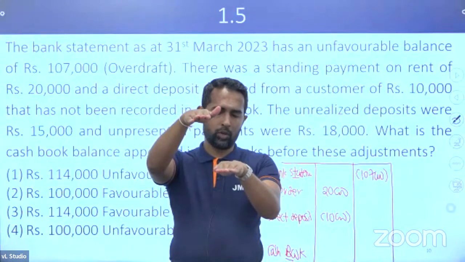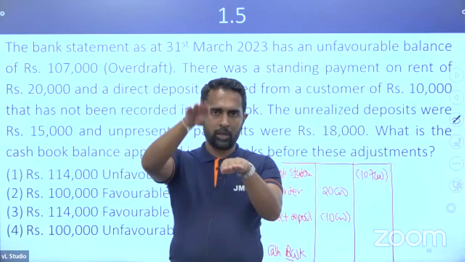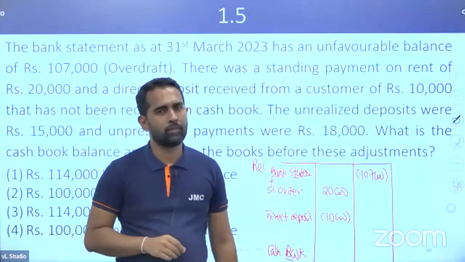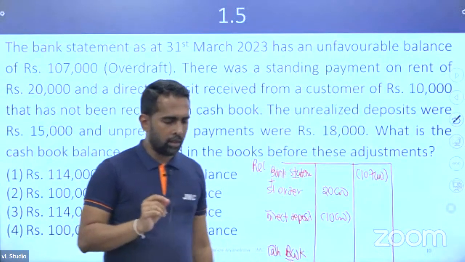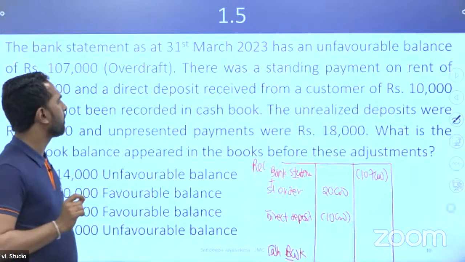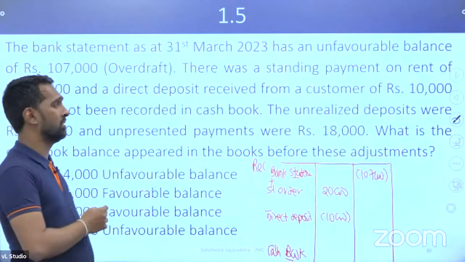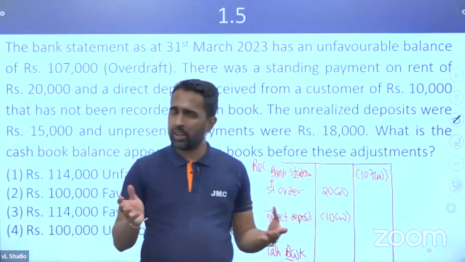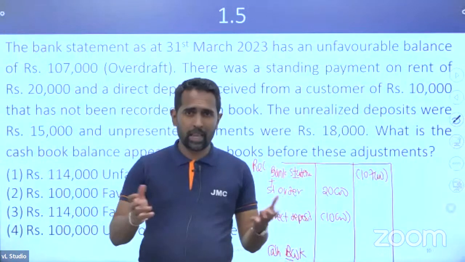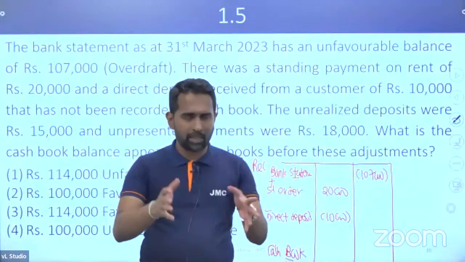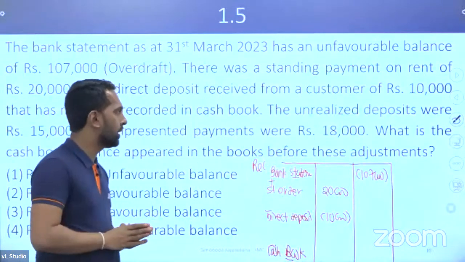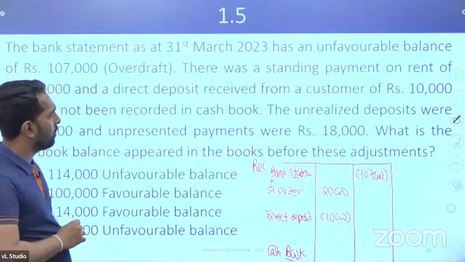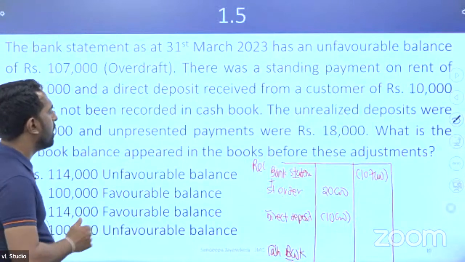Direct deposit: statement is higher, cash book is lower. From the statement, you are coming to the cash book. If you don't understand, please let me know. This is pretty easy. It'll look a little crazy when you are trying to do that in the exam hall, like this and that, but I assure you that you are going to get the correct answer. Now we'll come to the next item.